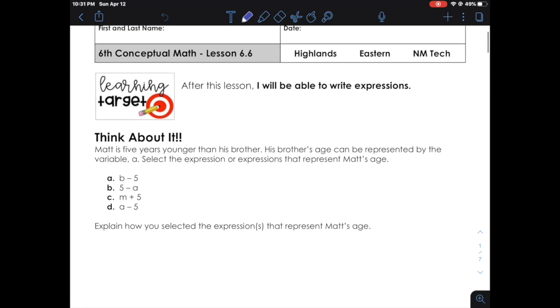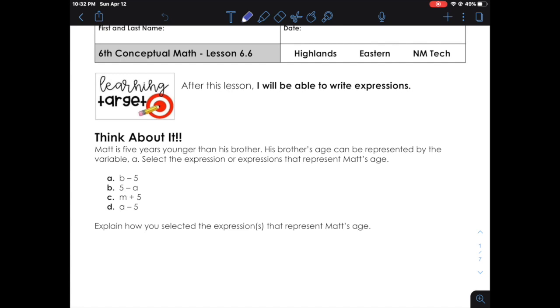All right, starting with your think about it. It says, Matt is 5 years younger than his brother. His brother's age can be represented by the variable a. Select the expression or expressions that represent Matt's age. We have A, b minus 5, B, 5 minus a, C, m plus 5, or D, a minus 5. It also wants you to explain how you selected the expressions that represent Matt's age. So go ahead and pause the video, see if you can figure it out on your own.